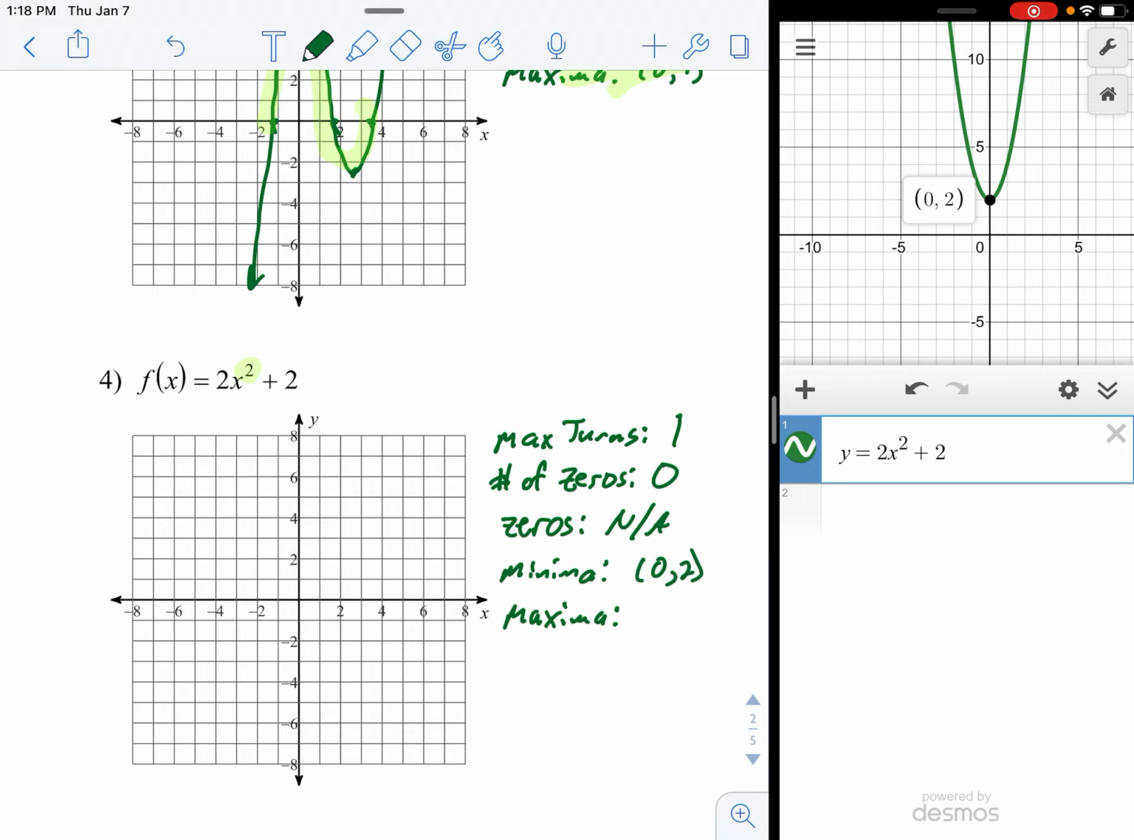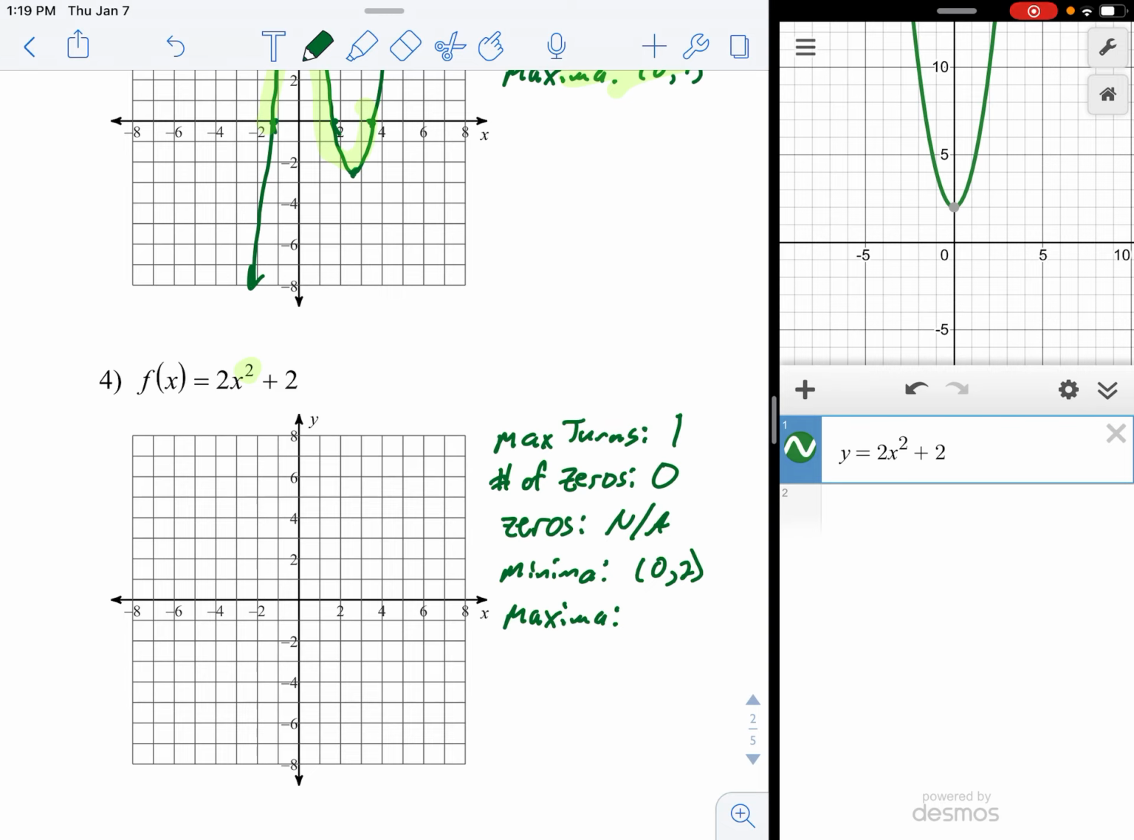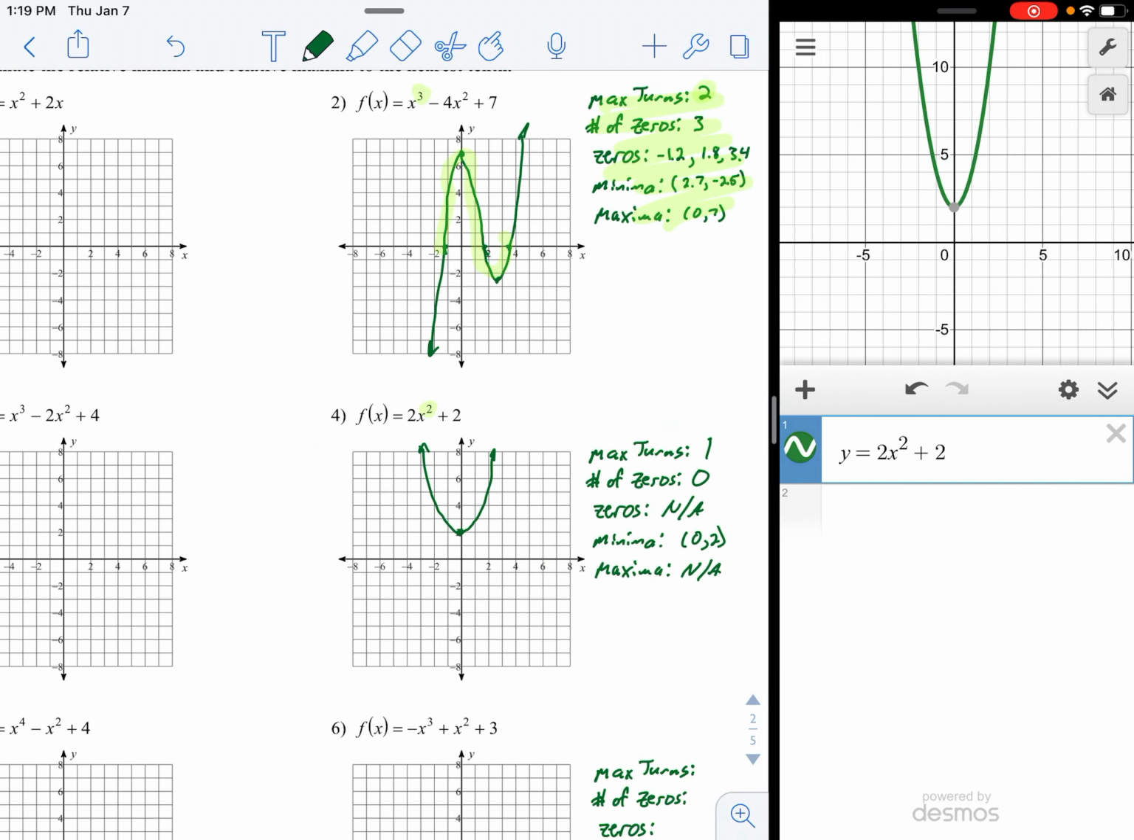Maximum, well, no, those all go up to infinity. There are no sort of humps or hills or whatever you want to call them. So that's, I guess, another NA. And then to sketch the graph, you just put the vertex and draw the U shape. And that should be good.